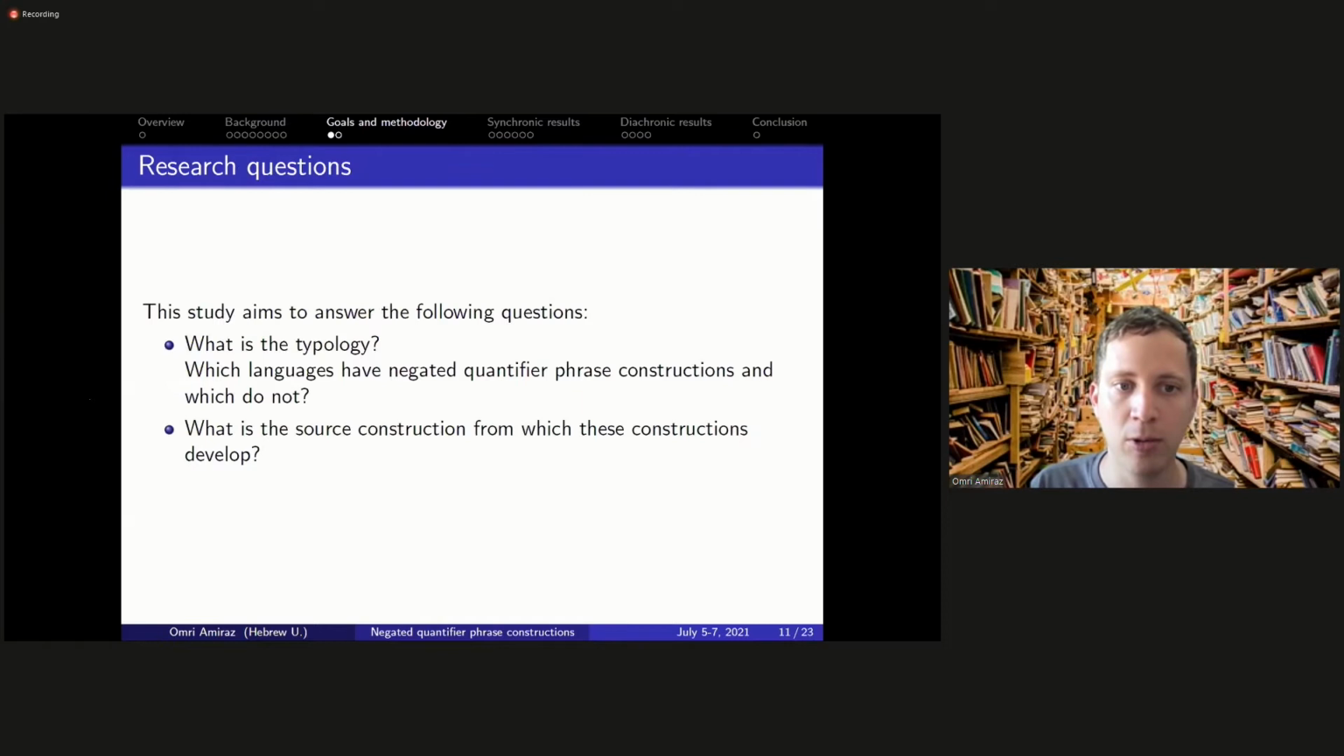So this study aims to answer the following questions. First, what's the typology? Which languages have negated quantifier phrase constructions and which do not? And two, what is the source construction from which these constructions develop? And I will focus on this part in this talk.